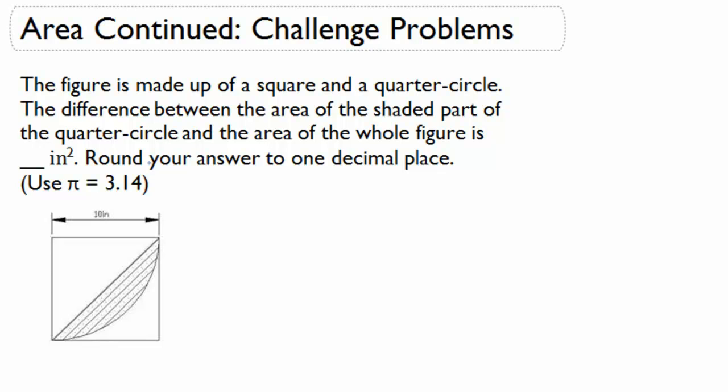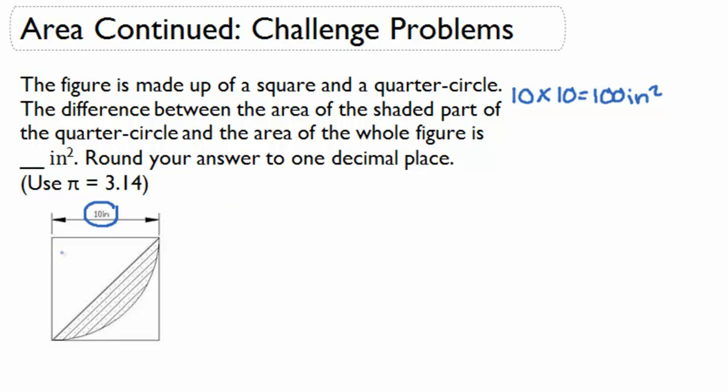So, the first thing we're going to do here is find the area of the square. Since we can see that one side of the square is 10 inches, we know that the area of the square is going to be 10 times 10, which is equal to 100 inches squared.